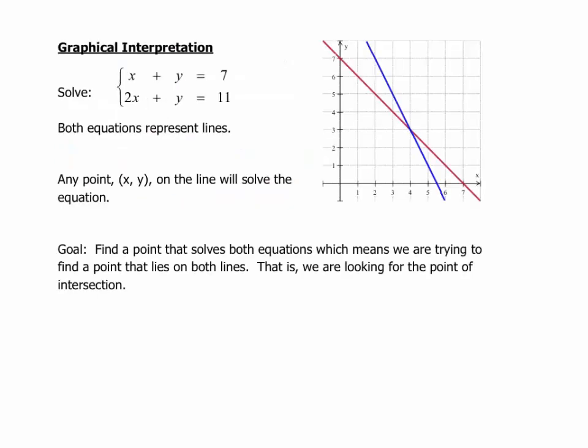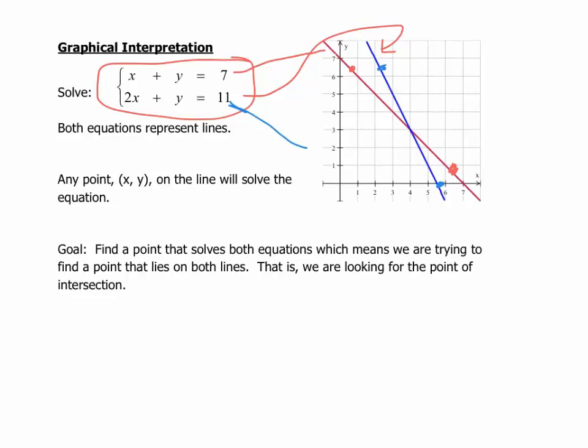Graphically, if I graphed this system of equations, the first equation would give me this red line, and the second equation would give me the blue line. If we're trying to find an x and y value that solves both of these equations, remember any point x, y on this line here is going to solve this equation. Any point x, y on the blue line is also going to solve this second equation. So if we're trying to find a point that solves both equations, we're trying to find a point on both lines, or the point of intersection.